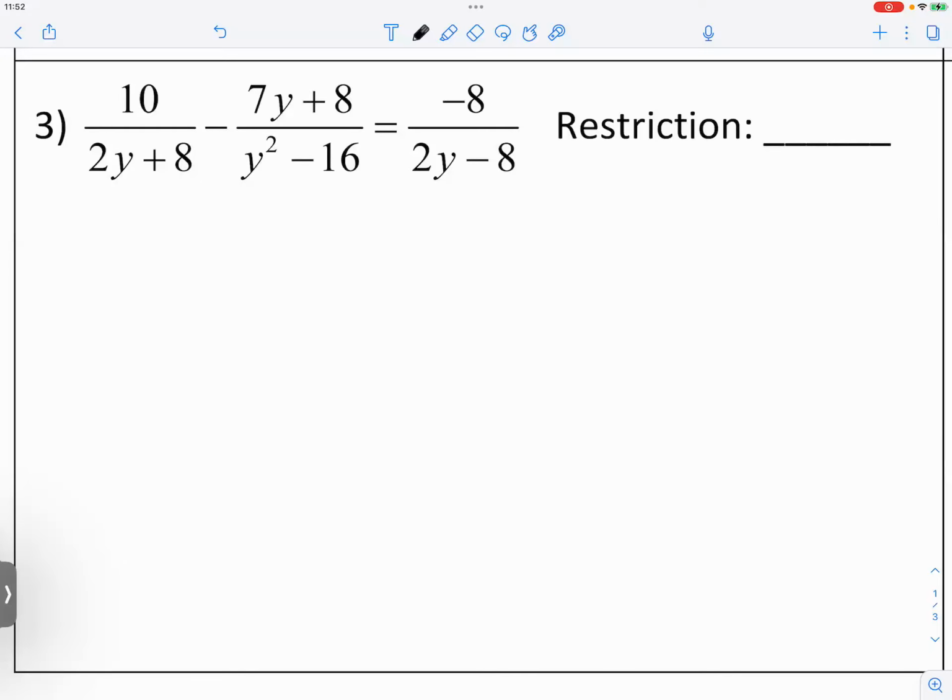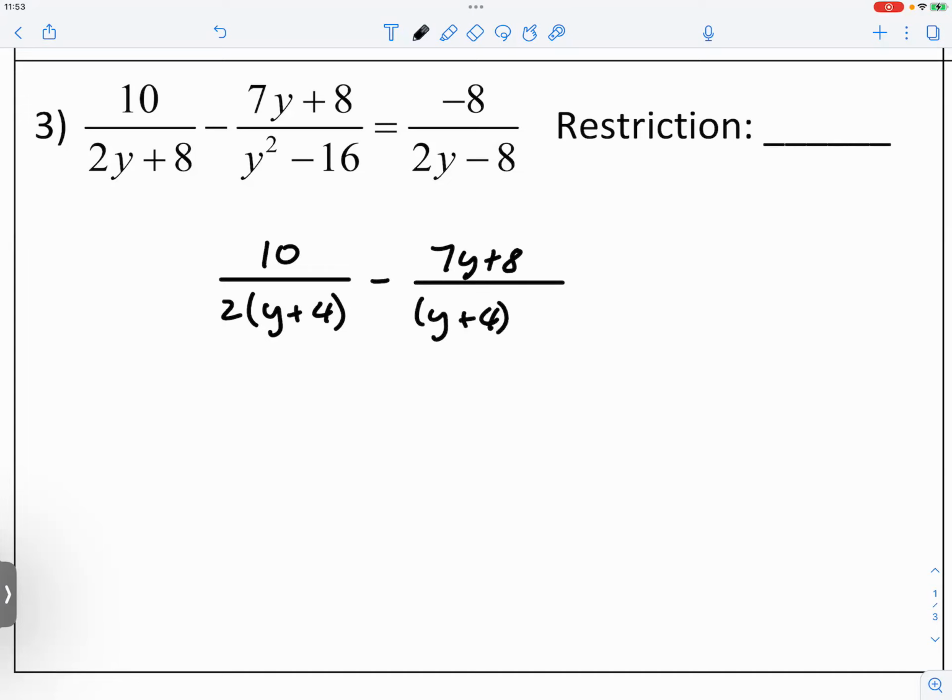Okay, number 3. Ooh, we have a lot of things going on right here. See a lot of need of factoring. So let me just go ahead and take care of these fractions one by one. Seems like the first one I can factor out this. Okay. And then 7y plus 8, I don't think you can do anything about it.